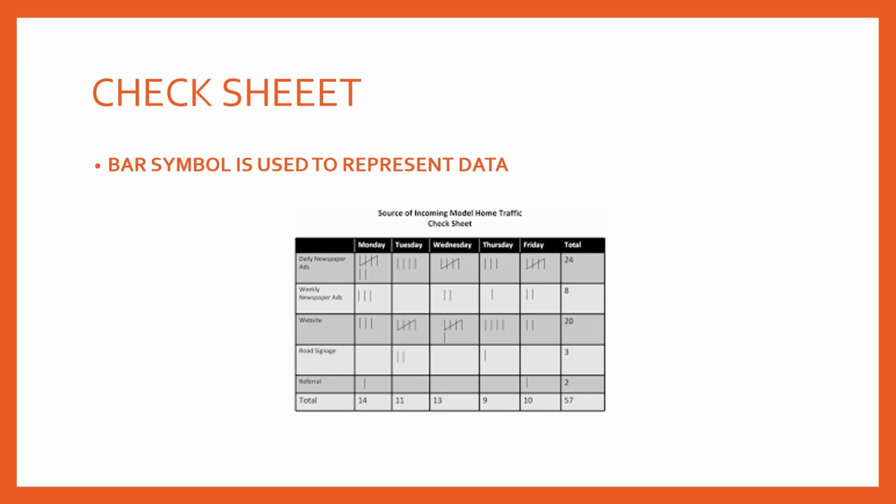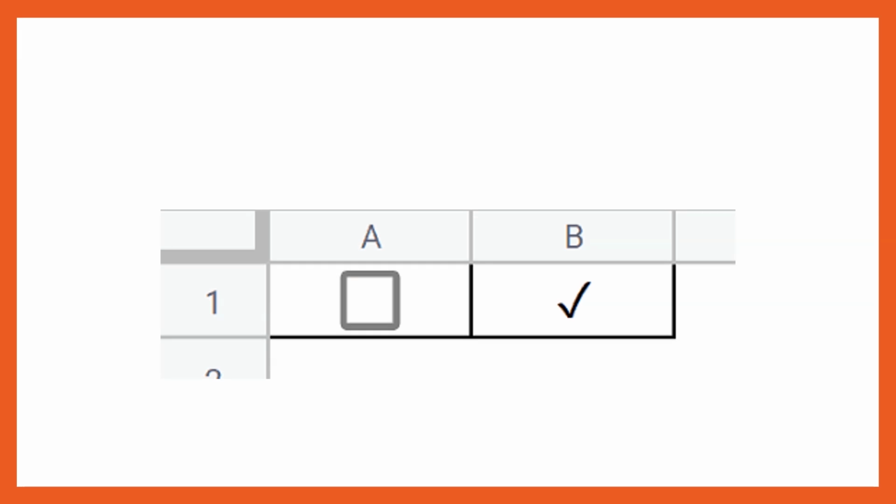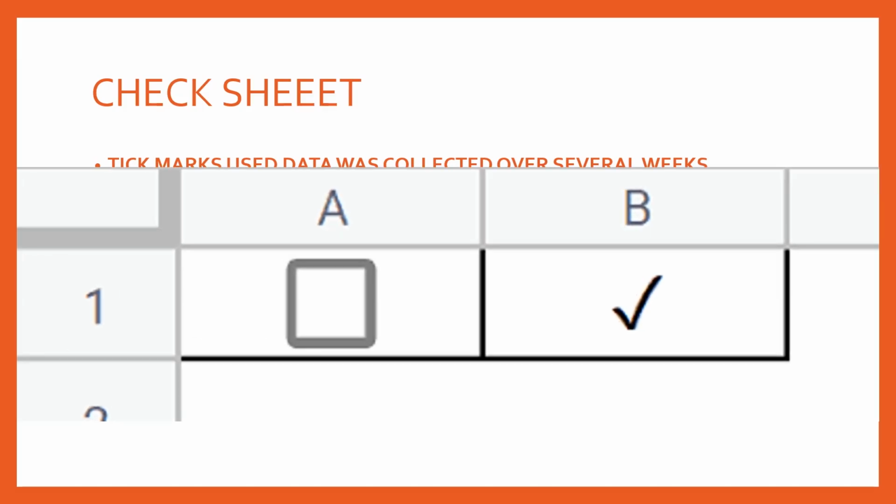A check sheet can also classify, or data can be analyzed. A bar symbol is used to represent the data, and some bars can also be used. In the check sheet you can see different kinds of marking by which you are counting the data and grouping them in the right directions. Tick marks are also used, where data collected over several weeks can be classified under this check sheet. So these are the ways these check sheets work.